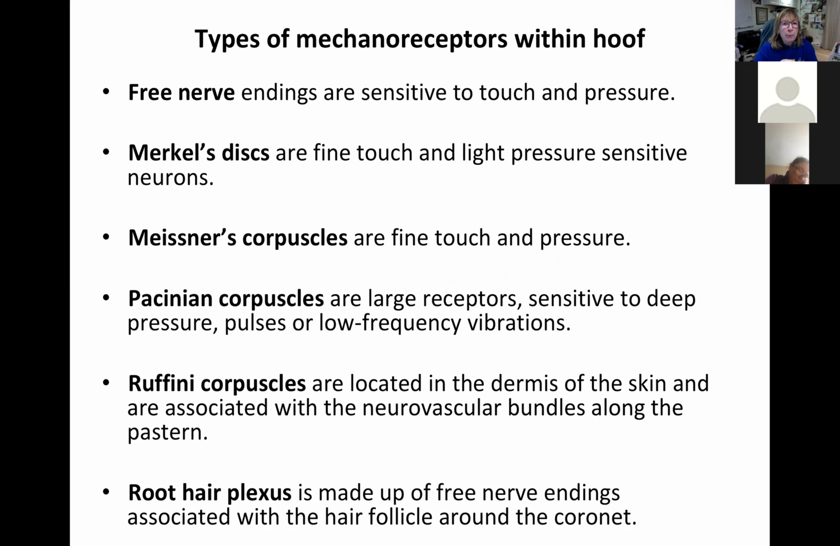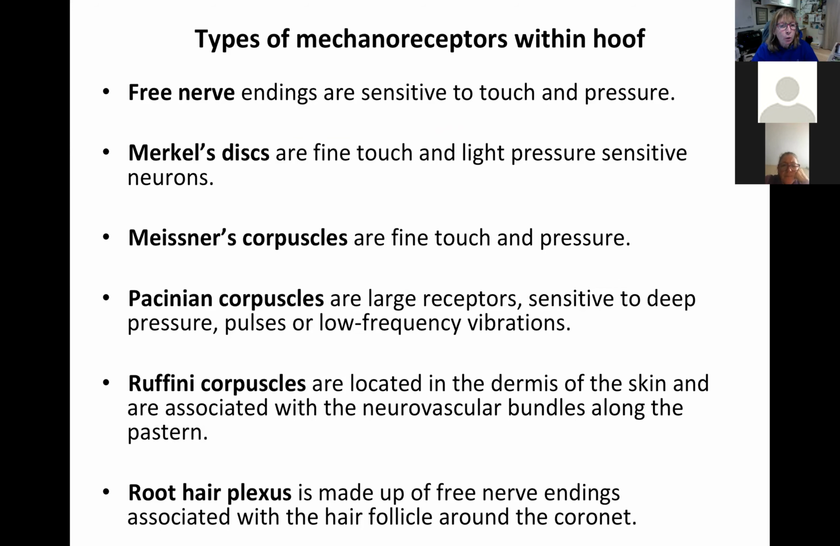There's a lot of different types of sensors in the foot. These are the mechanoreceptors. What you want to know here is that there's a bunch of different types of sensors on the foot. There's a couple we're going to talk about specifically, but just so you know, we have the free nerves, and they're sensitive to touch and pressure. Merkel discs, light pressure sensitive. I don't know how to say it, I think it's Meissner's corpuscles, okay, also pressure and touch.